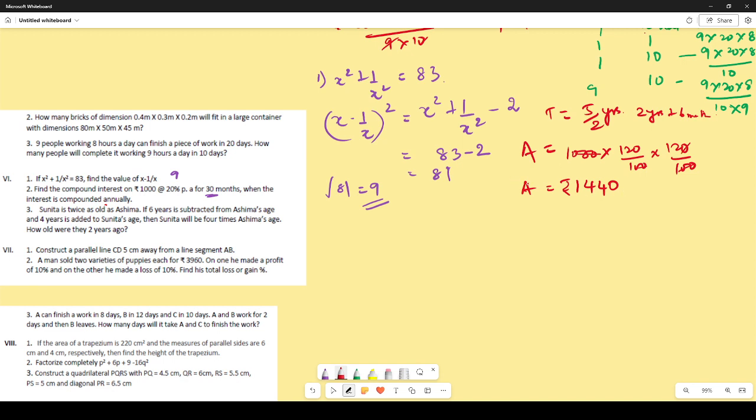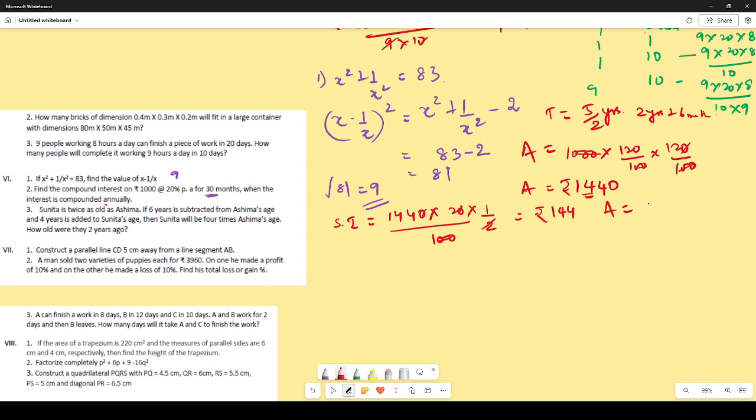Now for the next 6 months, what do we do? We use the simple interest formula, and this will be the principal. Remember, the amount keeps on becoming the principal. So now let us calculate the simple interest. So over here the simple interest will be 1440 into 20 into, what was it now, 6 months. So it will be 1 by 2 years by 100, right? So what do we get over here is simple interest is rupees 144.